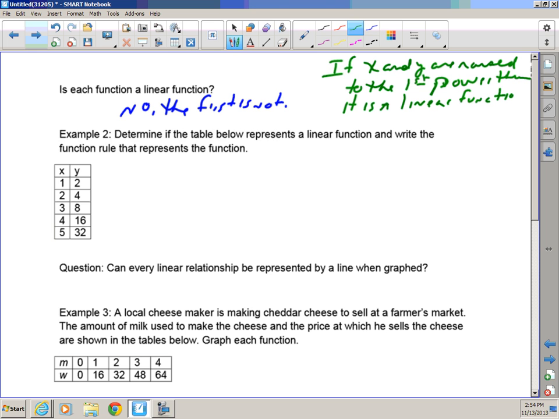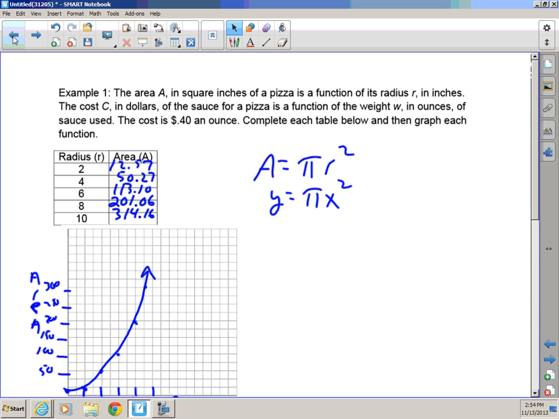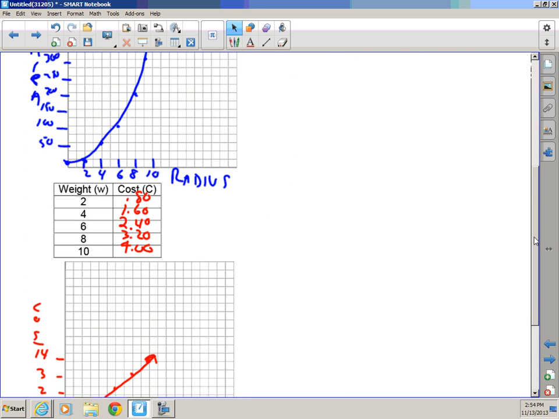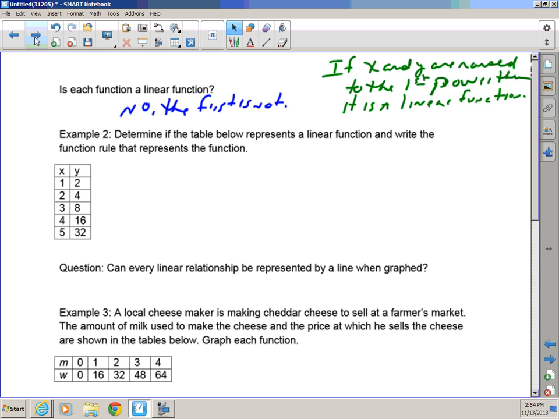So if you go back to the prior example, I rewrote the equation to be y equals pi x squared. Since x is squared, that is not going to give me a linear function. While in the second scenario, I could write this equation as y equals 0.4x, which is linear. Okay?